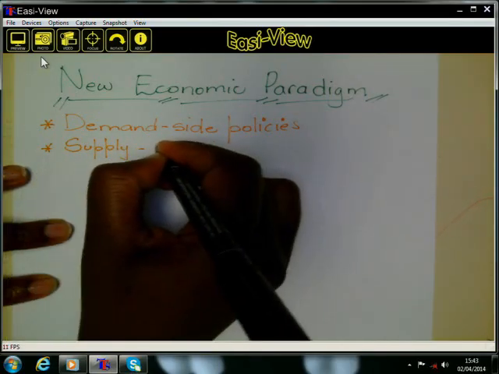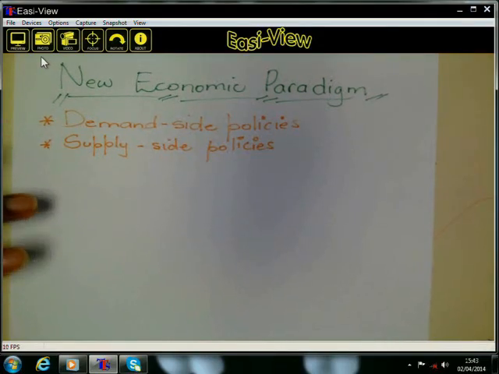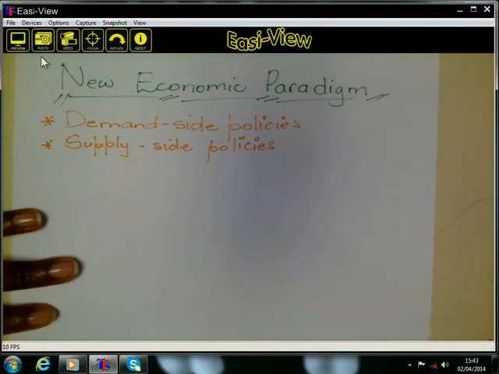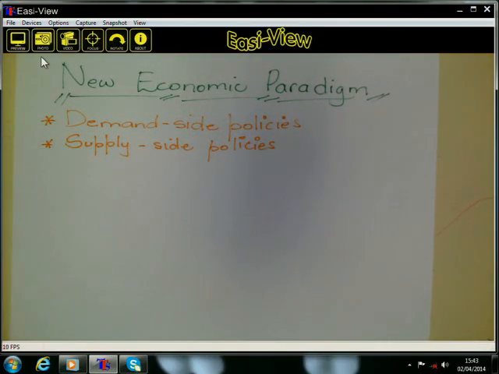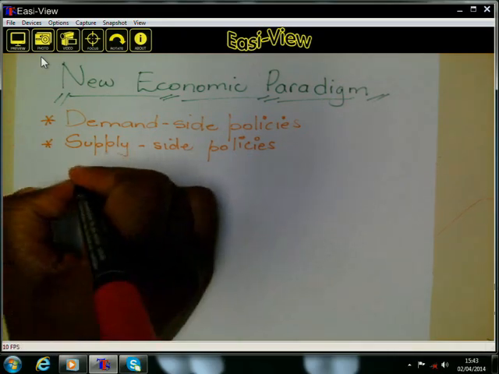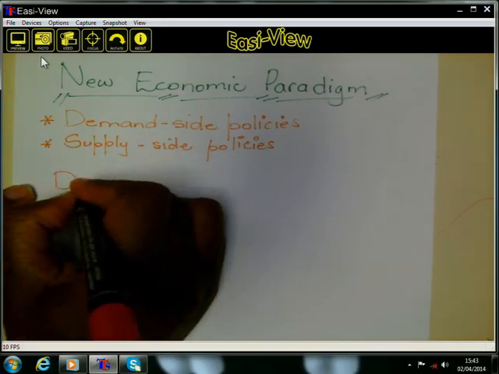the supply side policies. And you remember, in economics we always want everything to be at a point of equilibrium. The scale must not be tipped. It must be even. So now let's look at the demand side policy then. Right, let's start from the demand side policies.